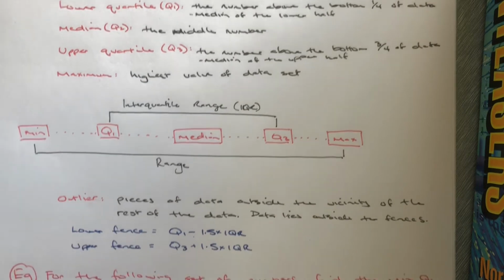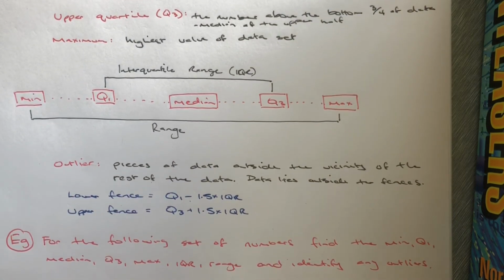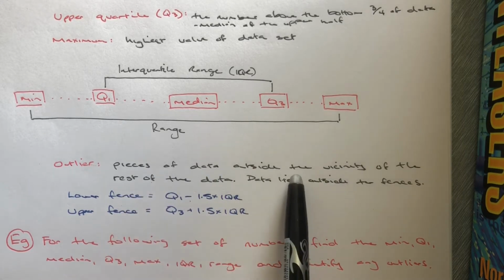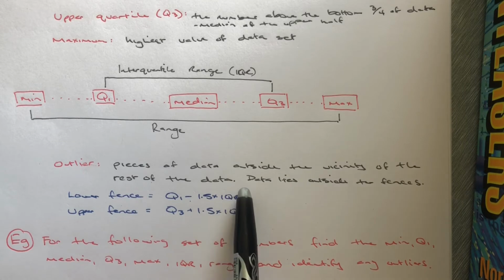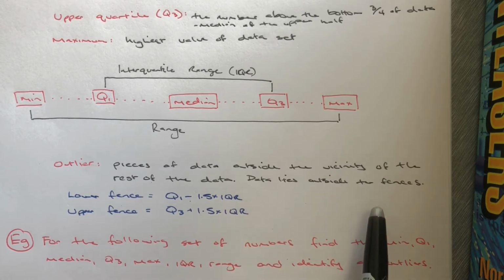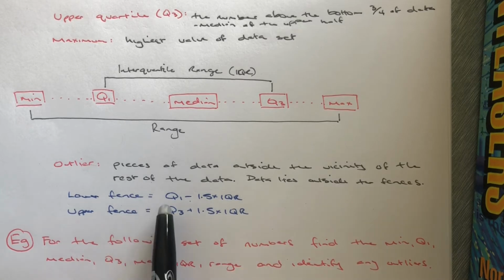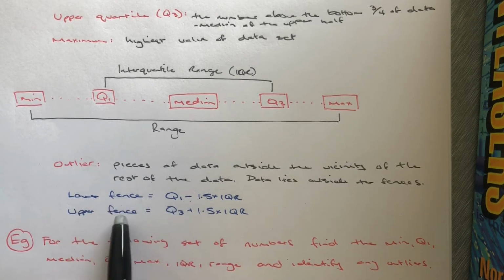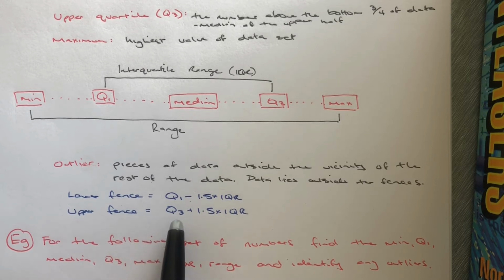And another thing I want to talk about, which is the last piece of new information, is outliers. You might have heard this word before, but it means pieces of data outside the vicinity of the rest of the data. So it can be data that lies outside the fences. What I mean by fences is these two things here. We work out the lower fence and the upper fence. If the number doesn't come inside that span, it would count as an outlier. So we're going to see if we can find any outliers in the questions that are about to come.